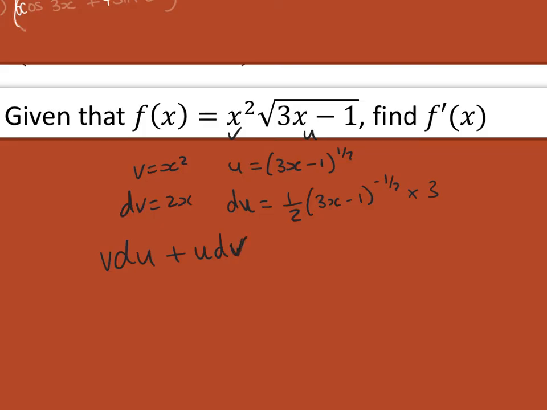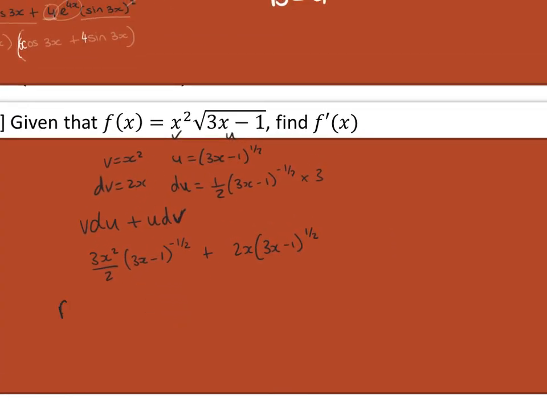v du is going to be 3x squared over 2 times (3x minus 1) to the power of minus a half, or you could have done 3x squared over 2 lots of that, plus 2x lots of (3x minus 1) to the power of a half. So make sure you write f dash of x equals 3x squared over 2 root (3x minus 1), plus 2x root (3x minus 1). Okay?